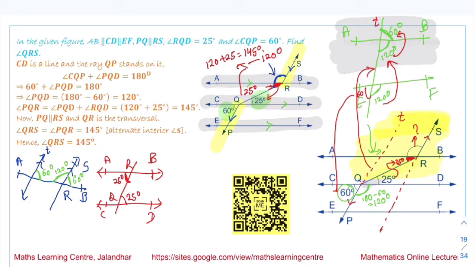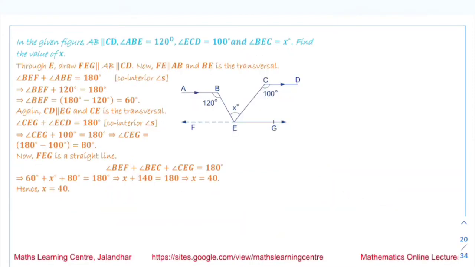Now the next question we have: AB is parallel to CD. This is given to us, and this angle is 120 degrees and this angle is given to be 100 degrees, and we have to calculate the value of angle X. So what we are going to do is, we have constructed this line, we have extended this line in this direction, and we have constructed this line EF, we have extended the line EG.